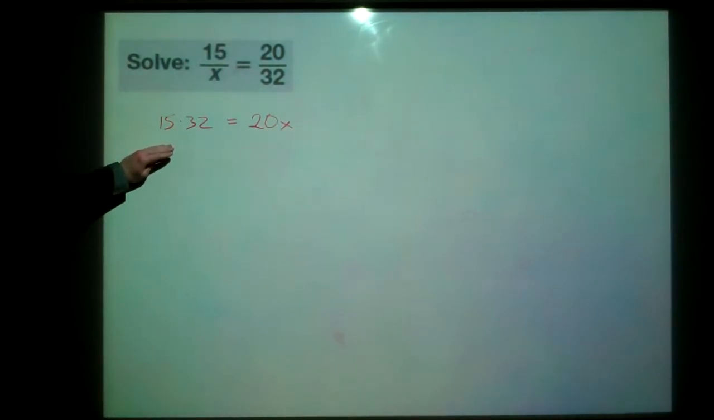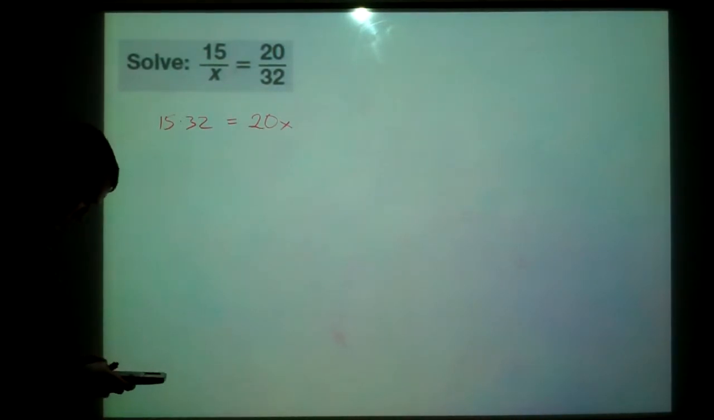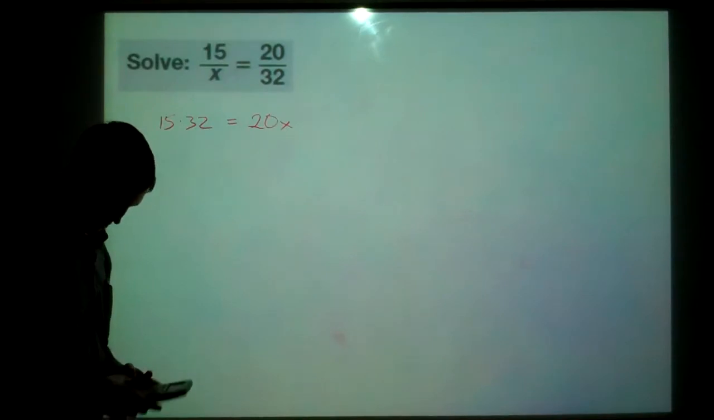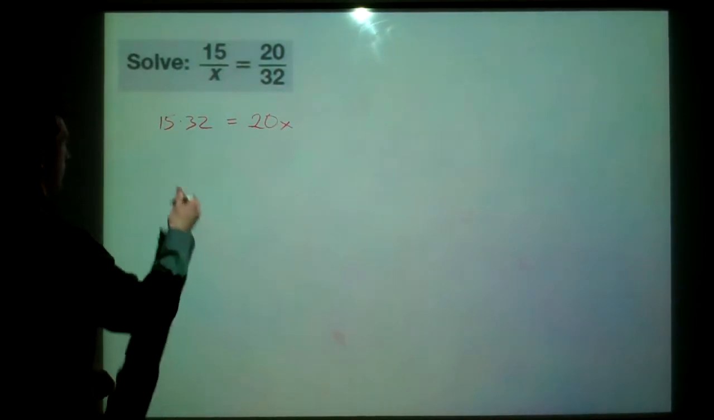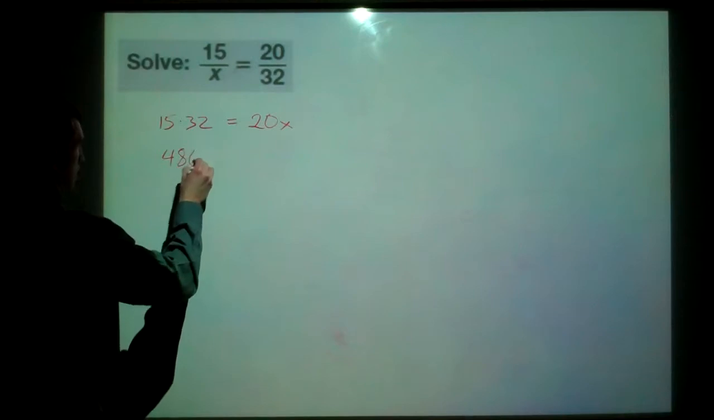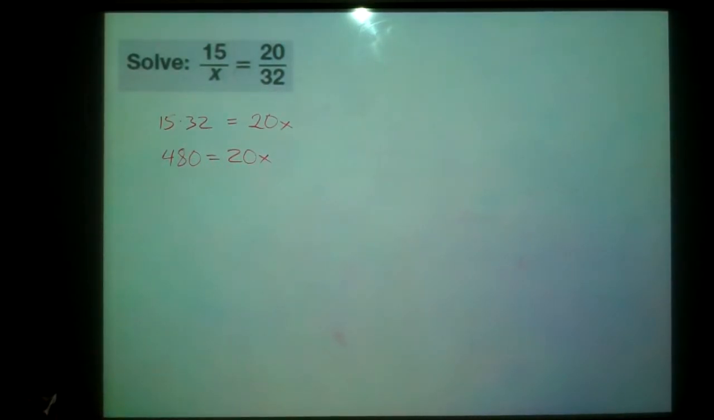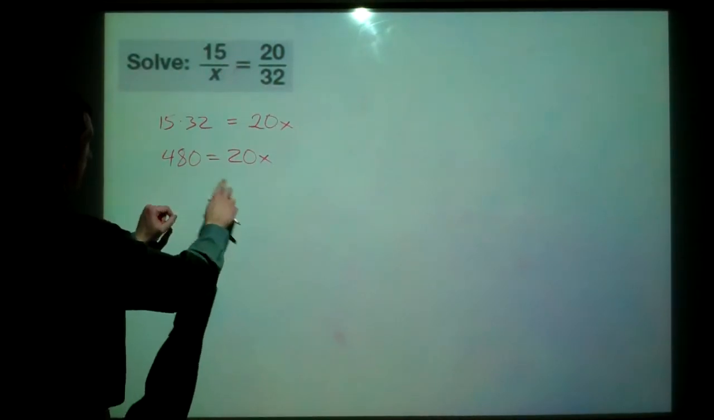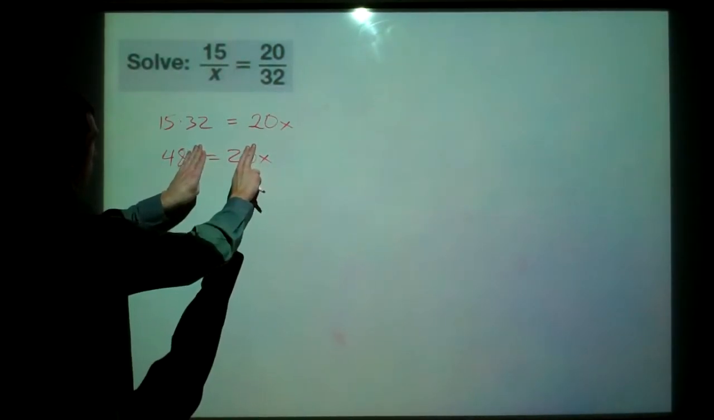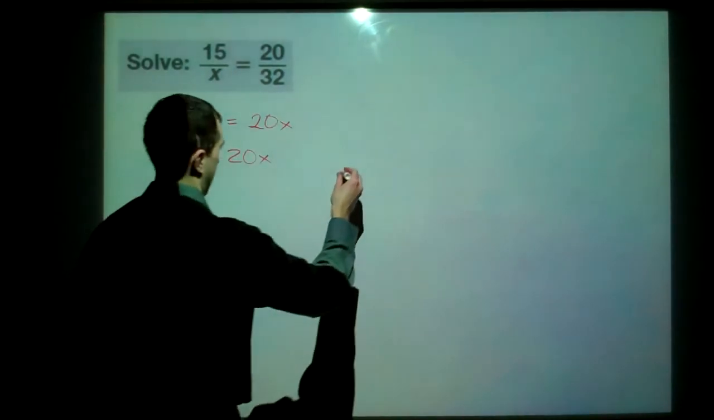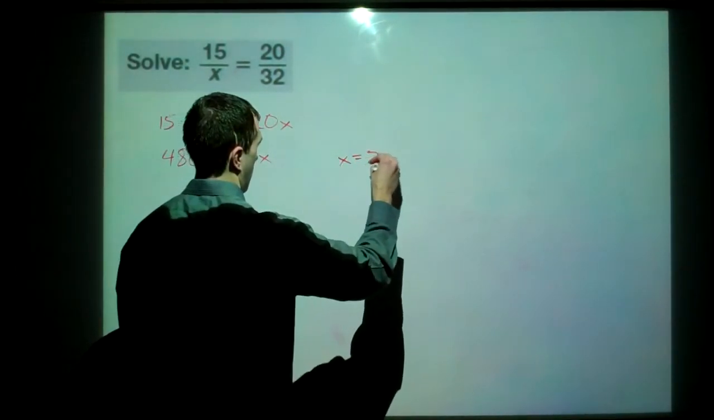So we could set it up this way if we wanted to, and if we did this, 15 times 32, I'm just going to grab my calculator quick, save some time. 15 times 32 is 480. So we get 480 equal to 20x. And if we were to divide, we could do 480 divided by 20, or 48 divided by 2. X should be 24.